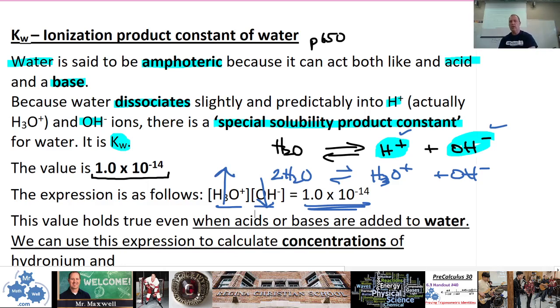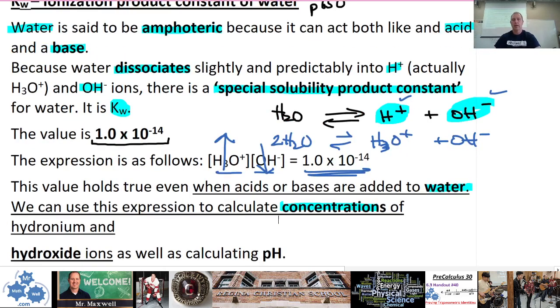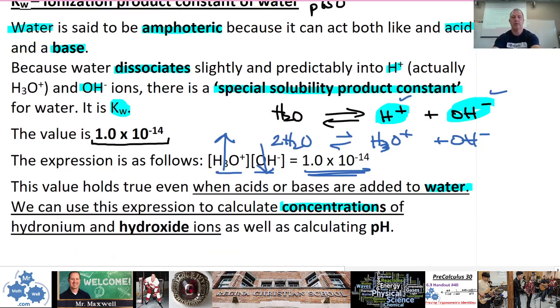So this value holds true even when acids and bases are added to water. We can use this expression to calculate concentrations of hydronium and hydroxide ion. So if you're filling your notes in there, you got some blanks. So concentrations of both the hydronium and the hydroxide ions, as well as this is very useful for calculating pH. And we haven't talked a lot about pH here yet, but we're going to get to that shortly.